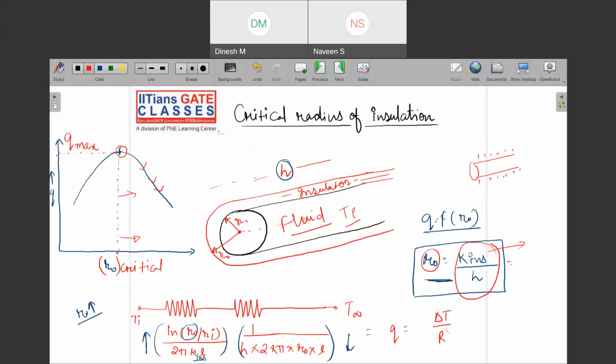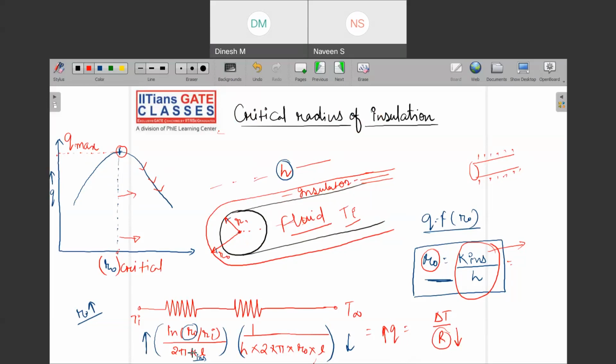Delta t is anyway fixed, then you will have to look after r. If this r decreases, then q increases, and this r will decrease when this will decrease. Overall, the effect is that this value is decreasing, even though you are increasing. So that is fine. We can see that we have two phenomena which are opposite to each other. Then I will have to look at what the optimum one is.